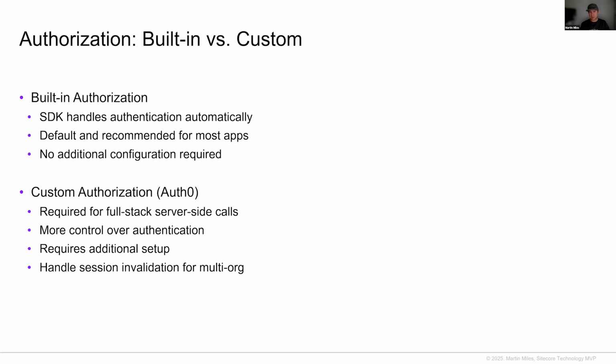So what is my advice? Start with built-in authorization. Get comfortable with the basics of marketplace development, and then when you have a use case that truly requires server-side API, you can level up to custom authorization.